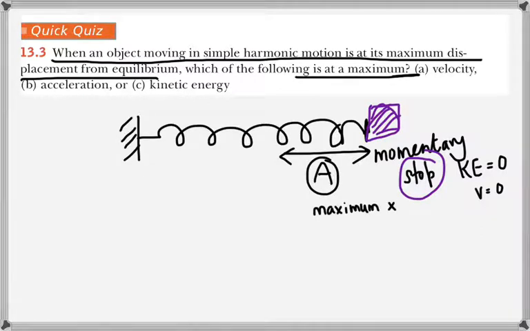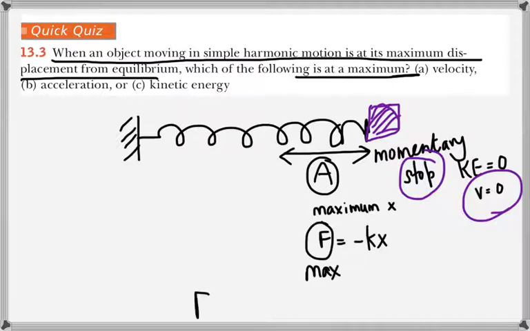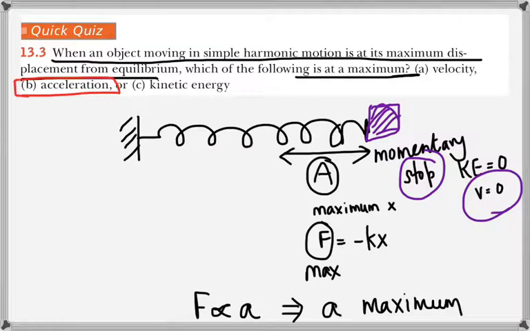And A is maximum. Now the question is asking, at this position, what will be maximum? Definitely it's not velocity because velocity is 0. We apply Hooke's law, F equal to negative kx, and force is maximum because x is maximum in this case. And if force is maximum, acceleration will also be maximum, because force and acceleration are directly proportional.